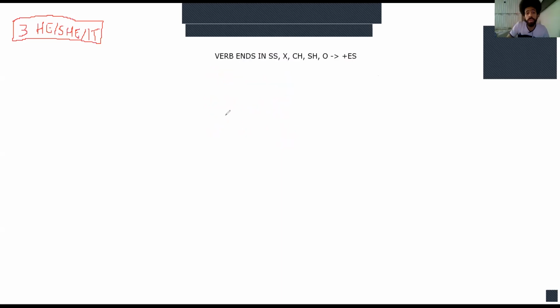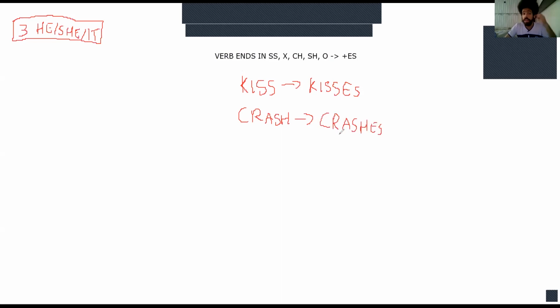First rule, if the verb ends in SS, X, CH, SH, or O, you add ES in the end. Se o verbo terminar em alguma dessas formas aqui, você só adiciona o ES. First example, kiss. In third person, kisses. Second example, crash. In third person, crashes. And third example, go. In third person, goes.